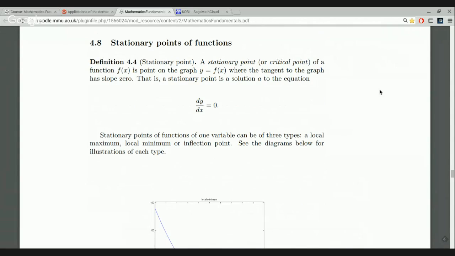a critical point, various terms used for it, for a function f of x is a point on the graph of the function where the tangent line has slope 0. So that means the tangent line is exactly flat, horizontal. Okay, the line with gradient 0 or slope 0 is the flat horizontal line.